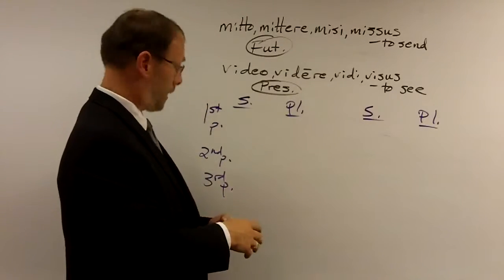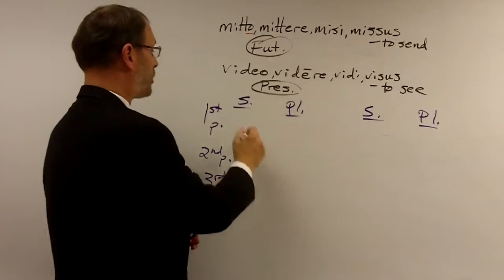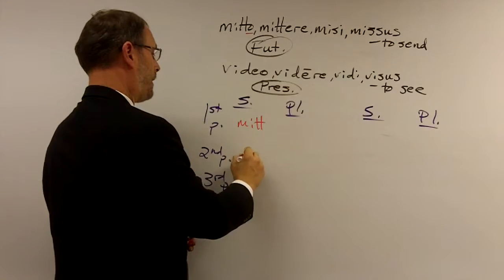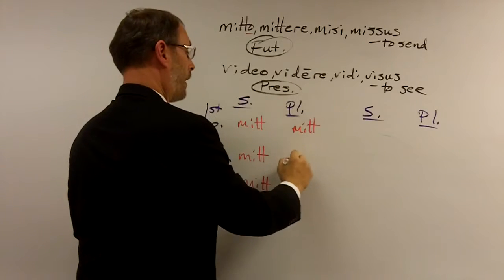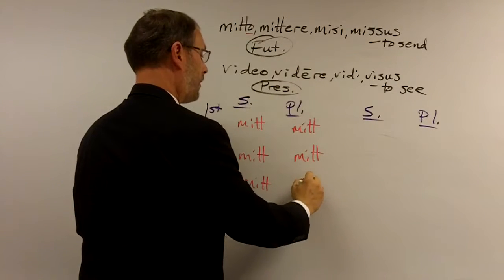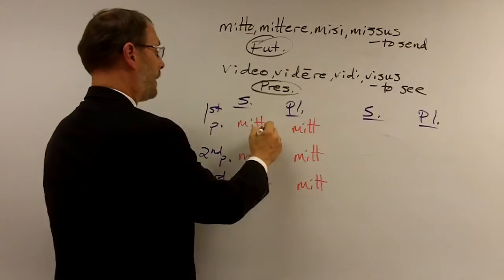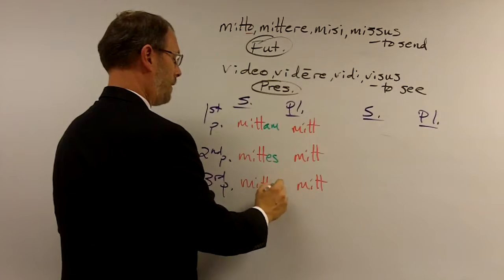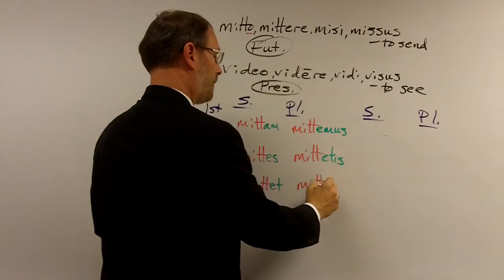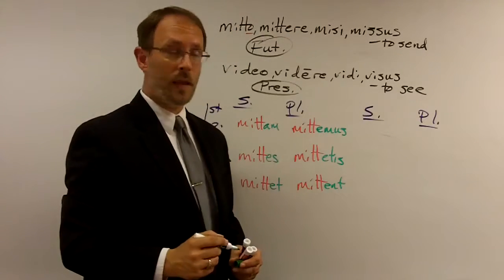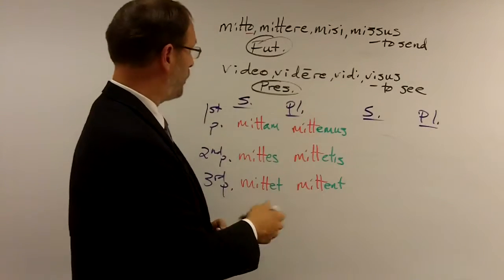Okay, what you should have done for mitto, if we follow the steps that we had before, we drop the O off the first dictionary entry, M-I-T-T becomes the stem. And we write that down everywhere, that way you know you've got that correct. Then we just put on those new future tense endings. Mittam, mittes, mittet, mittemus, mittetis, mittent.